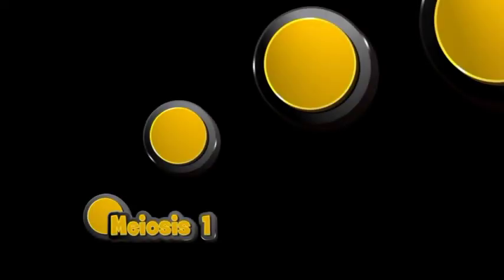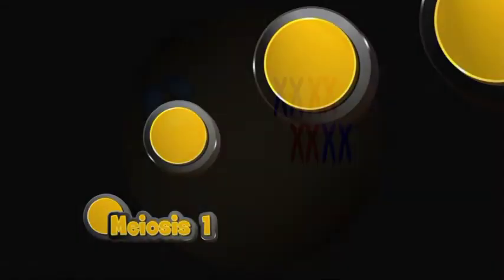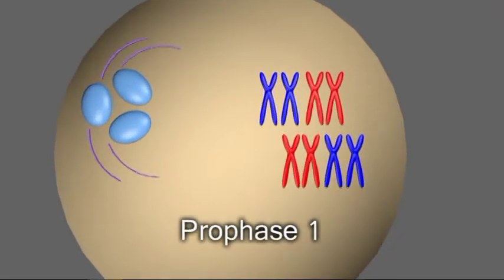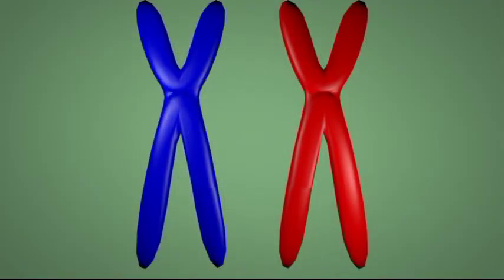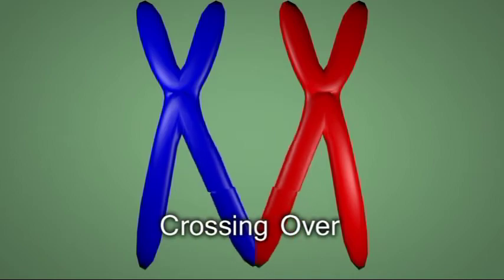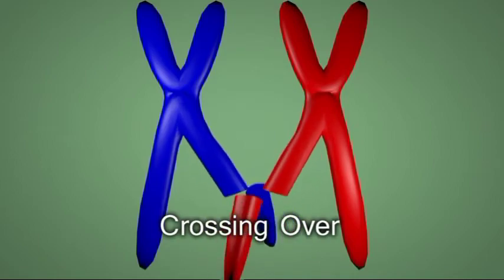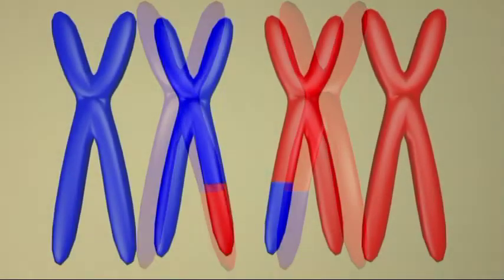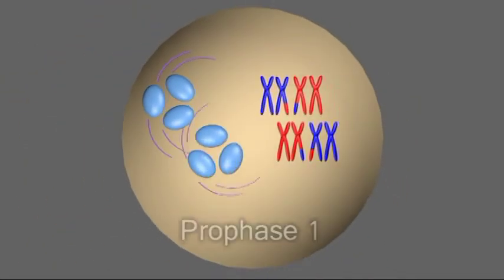Meiosis 1 is very similar to mitosis, except for the fact that in prophase 1, chromosomes undergo a process called crossing over, in which the 2 chromosomes exchange some genetic information, increasing genetic variation.